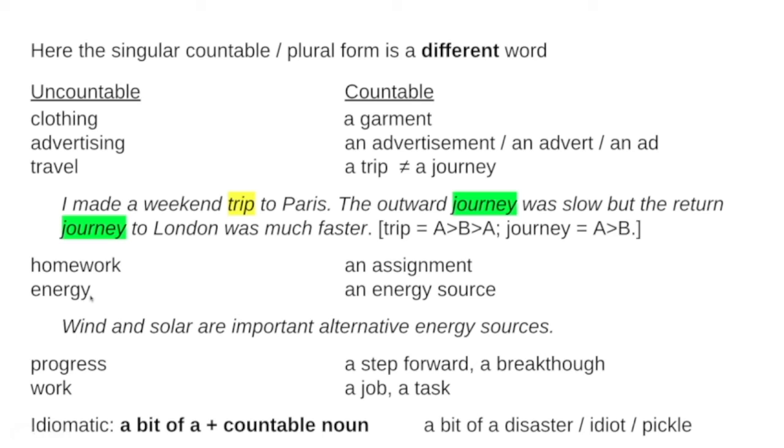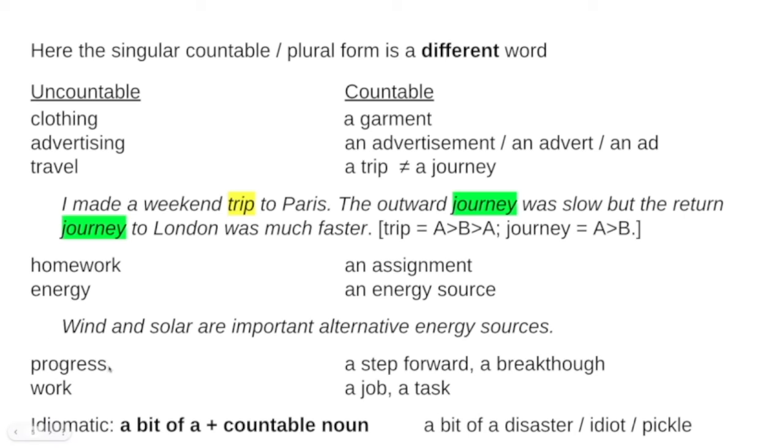Then this word energy, okay, very important word, but again, a real problem in English because we cannot say an energy. We've got to really try to find a different word here, an energy source. So look at my example. Wind and solar are important alternative energy sources.